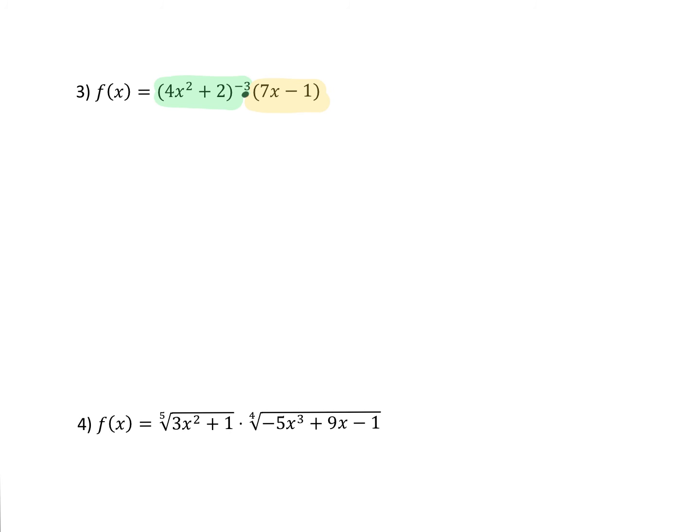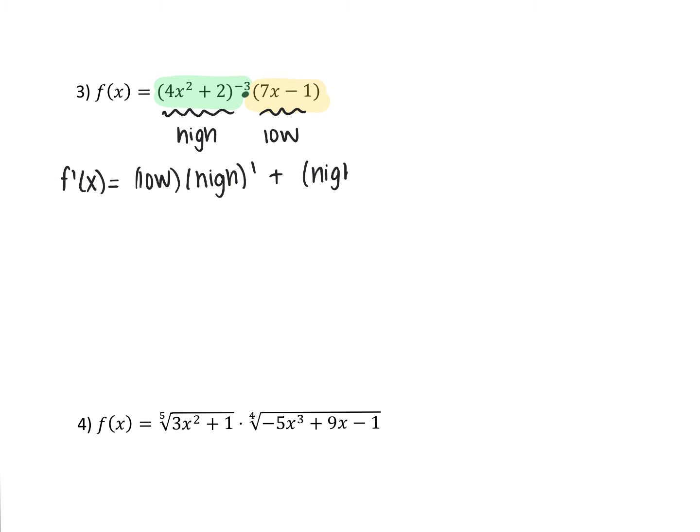And there's no way that you can raise this to the negative third power, then multiply it by that. It gets a little too confusing. So we're going to do our high and our low, and we're going to write the formula. So f prime of x is low times d high plus high times d low. So low d high plus high d low. Remember, d stands for derivative. Low times the derivative of high plus high times the derivative of low.